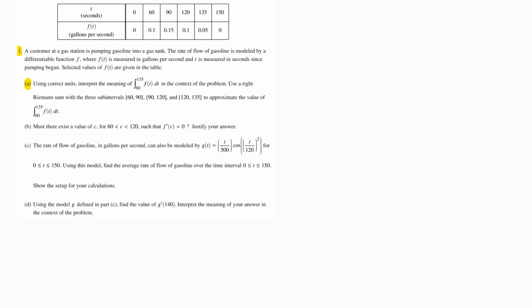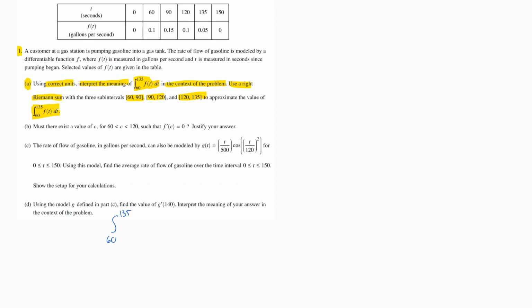All right, so looking at part A right now, it's telling us using correct units, interpret the meaning of this definite integral here, the integral from 60 to 135 of f of t dt, in the context of this problem. Then the second part wants us to use a right-hand Riemann sum with these subintervals to approximate the value of that integral. So let's go ahead and take care of the first piece, which is what does this thing mean? So we're looking right now at the integral from 60 to 135.